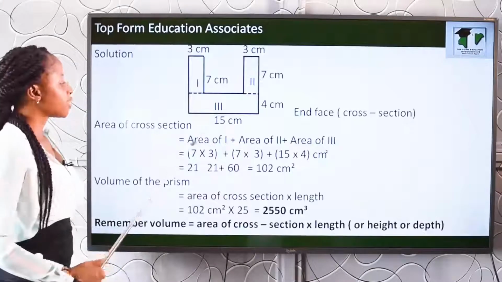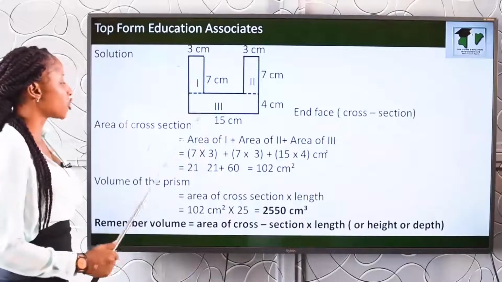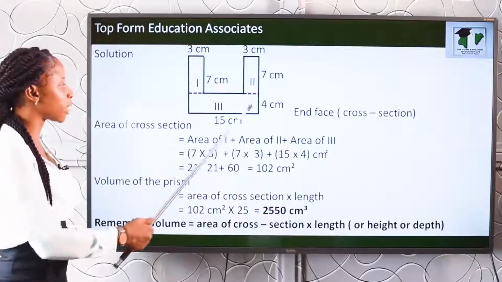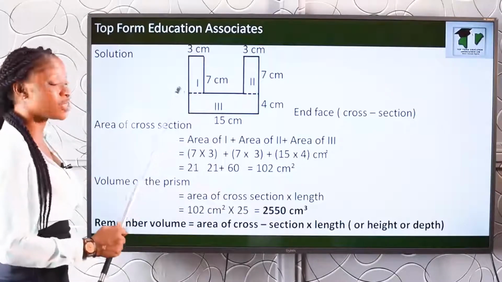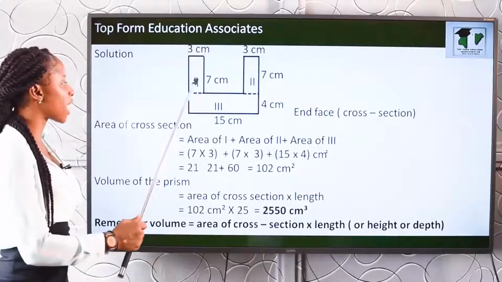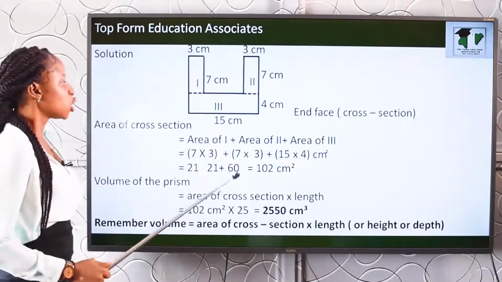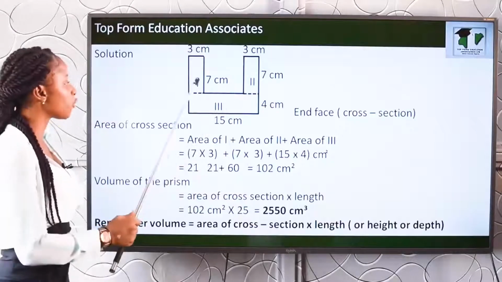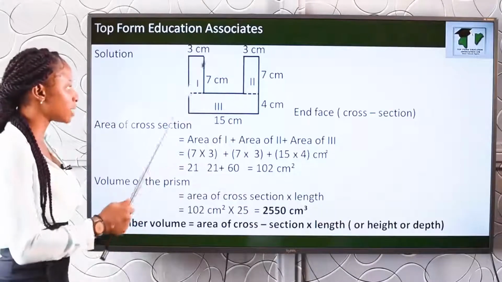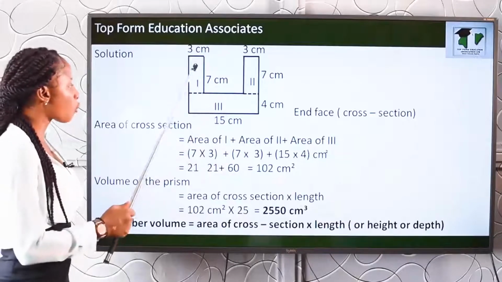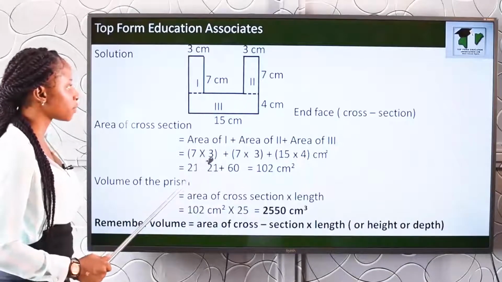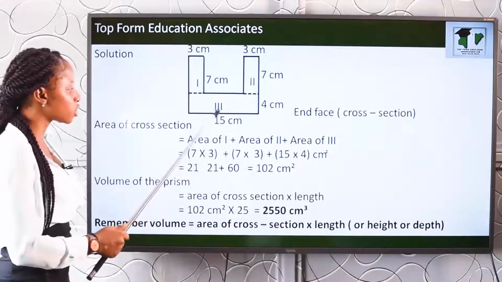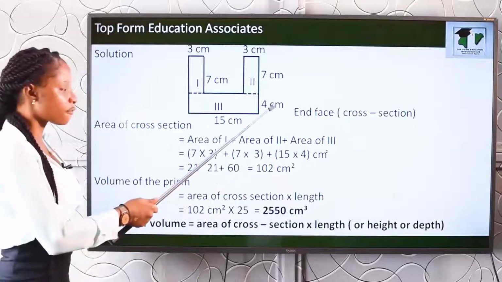Now, let's go. The first thing to do here is to look for the area of the cross-section. If you look at this diagram, you see that it's a compound diagram. So what we are going to do is divide it into different parts. You see, we have parts 1, 2, and 3. First of all, we're going to look for the area of these individual parts. To look for the area of 1, you know it is base times height. So area of 1 here is 7 times 3. The part 2 here, also 7 times 3 centimeters. And the third part here is 15 times 4.